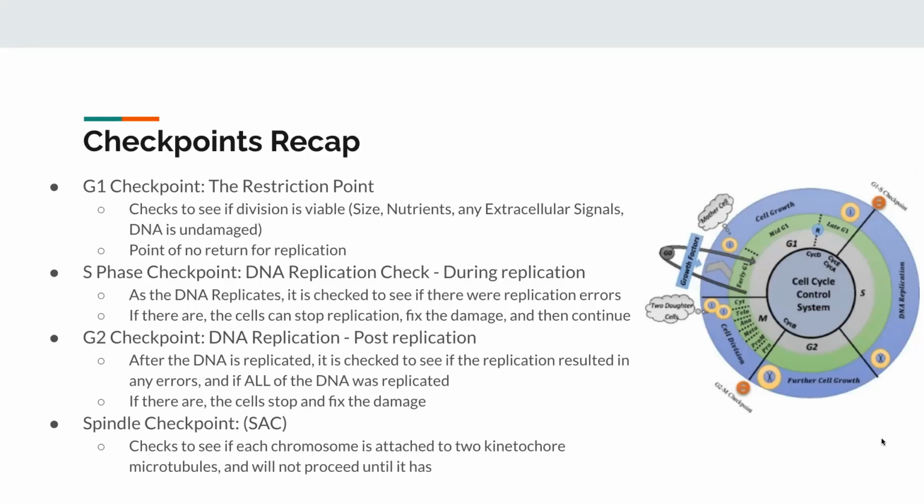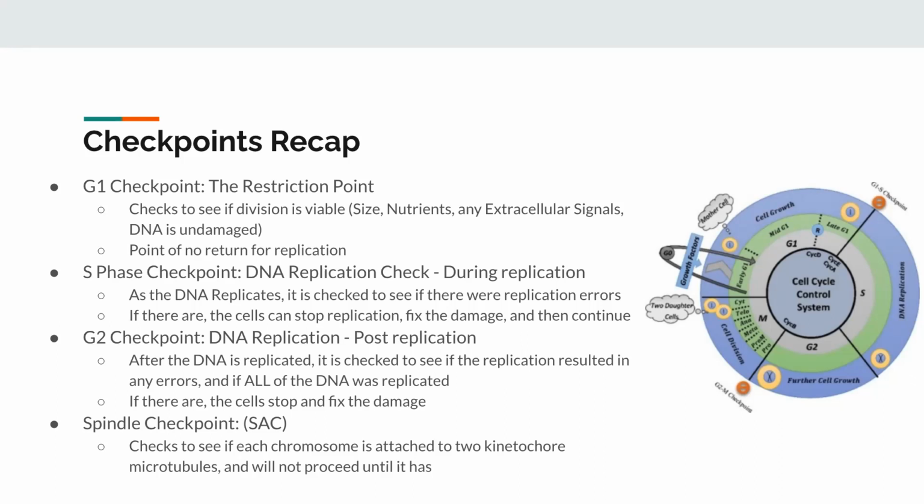Then throughout the entirety of the S phase, you have the S phase checkpoint. This is where it's checking as DNA replication is happening. It's making sure that the process of DNA replication is happening properly, that there's no replication errors or damage to the new DNA or the old DNA. And if there is any kind of damage or any issues with the replication, the cell can pause replication at that moment, fix the damage or fix the errors, and then continue replication.